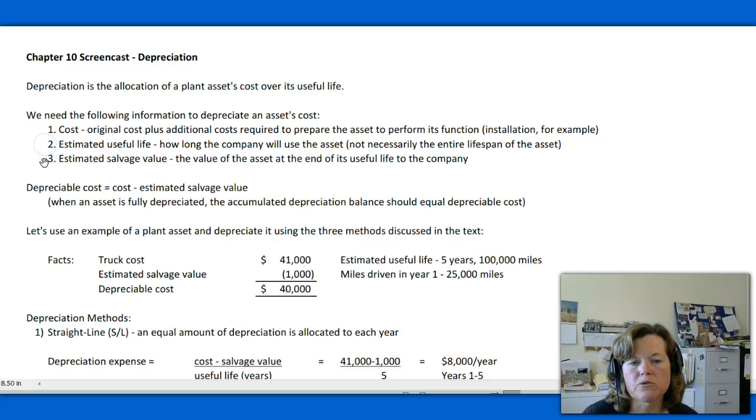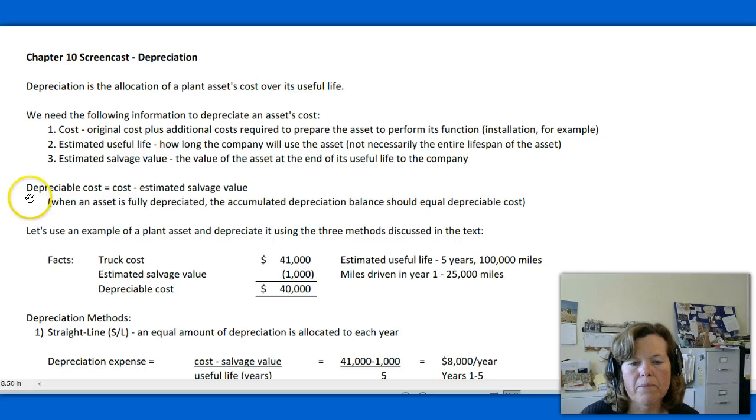Important to note that numbers 2 and 3 are both estimates. They're the best estimates that we have at the time that we set this up to depreciate it. They probably won't be exact, but hopefully they'll be fairly close. Okay, so once we have that information, we can then move forward.